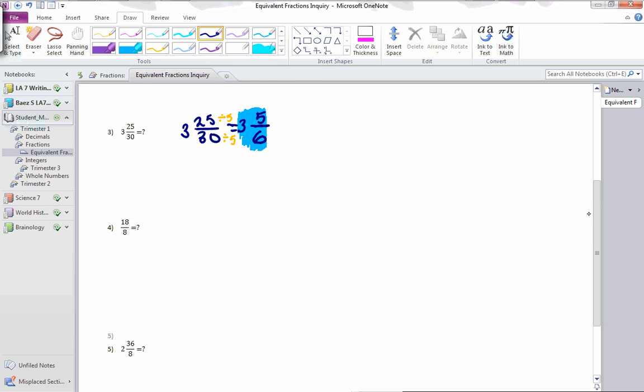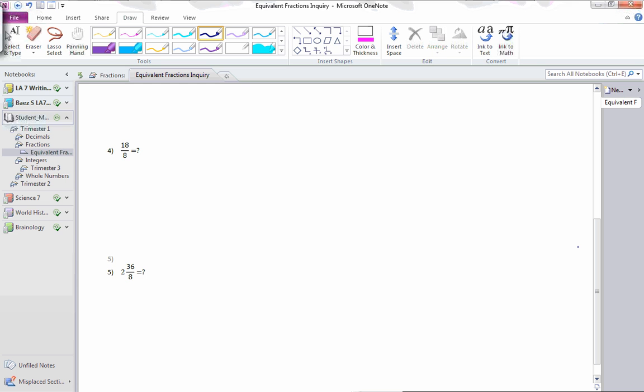Now this is an improper fraction, so we're going to change this into a mixed number. So I'm going to see how many times 8 can go into 18. So 8, 16. That's twice, because if you keep going, you'd get 24. So twice. So it would be 2, and then 18 minus 16, you'd get 2. So it would be 2 and 2 eighths.